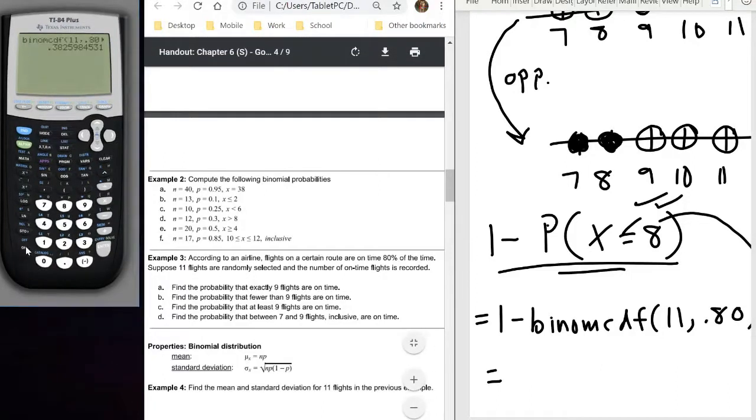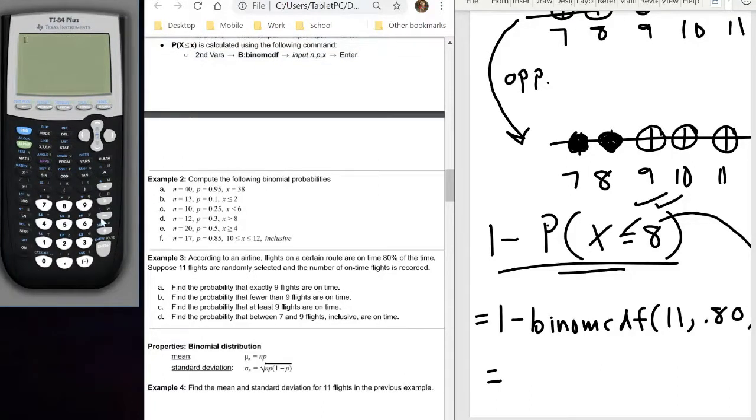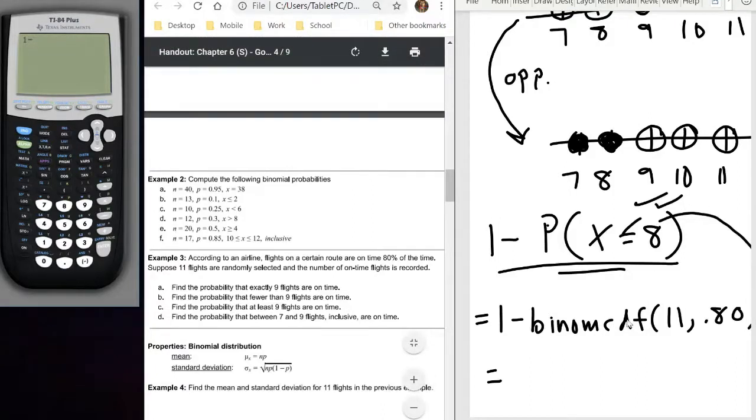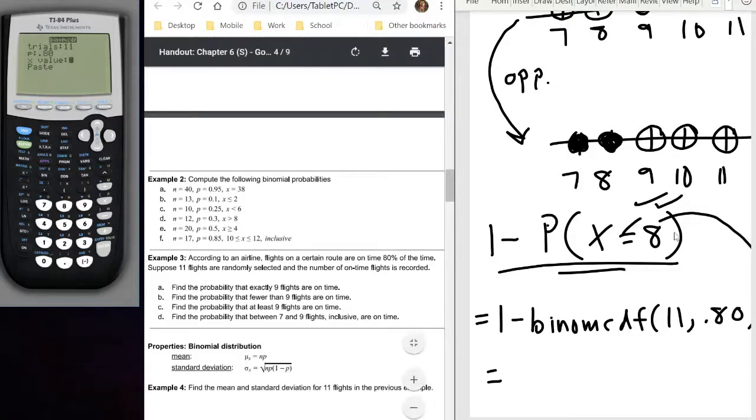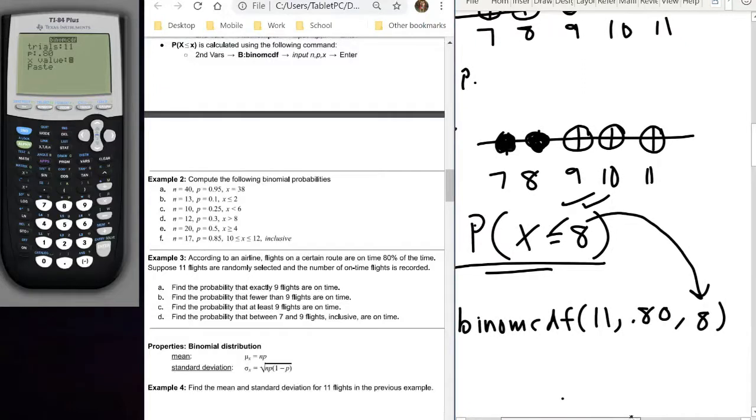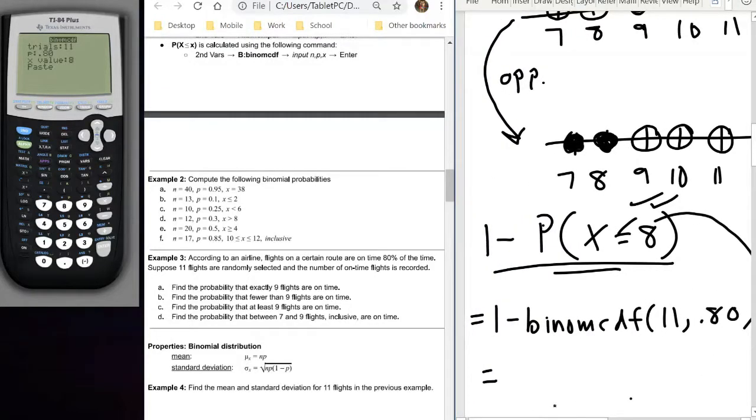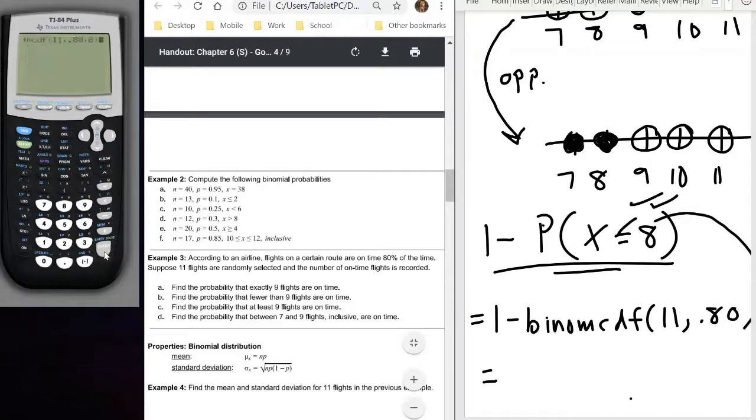Okay. So in the calculator, what we'll do is we'll literally type in 1 minus. Okay, so we have 1 minus, and now we're ready for the binom CDF. So we'll go to second vars. We'll look for the binom CDF. Okay, it's right here. Depending whether you have the 83 or 84, go ahead and proceed like you normally would. I'll show you with the 83 in a bit as well. 11 trials, probability of success is 80%. And then here in the correct setup, we do have the 8 right here. Okay. So let's paste to the home screen.